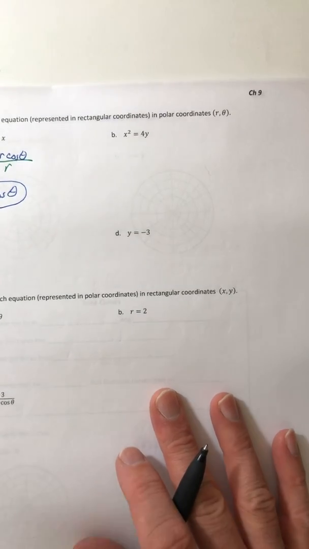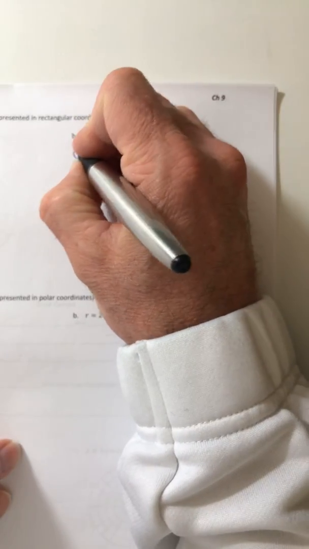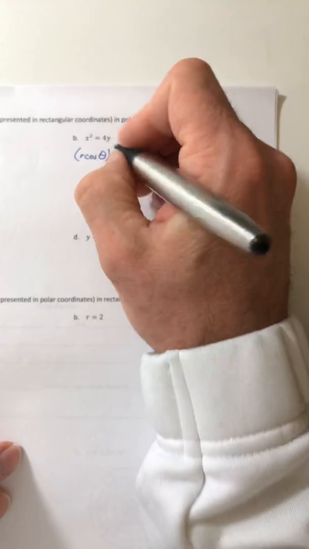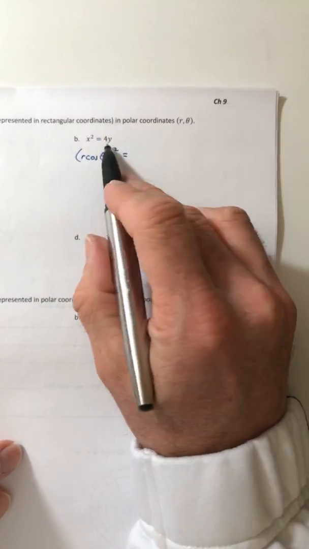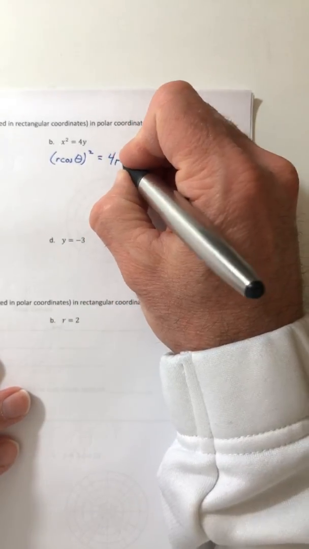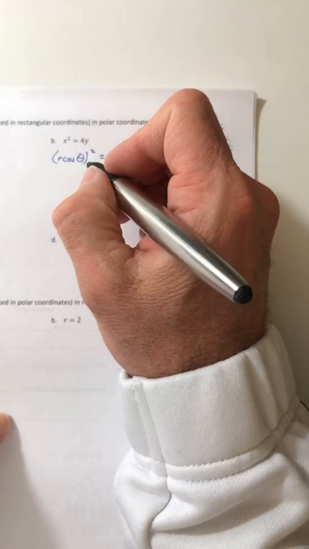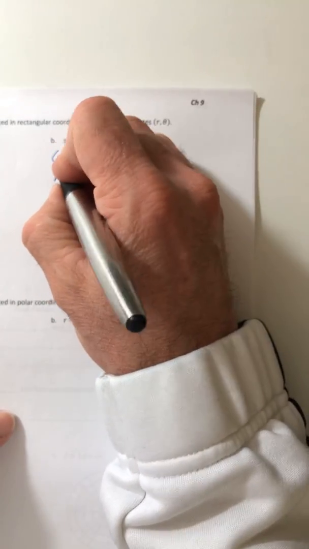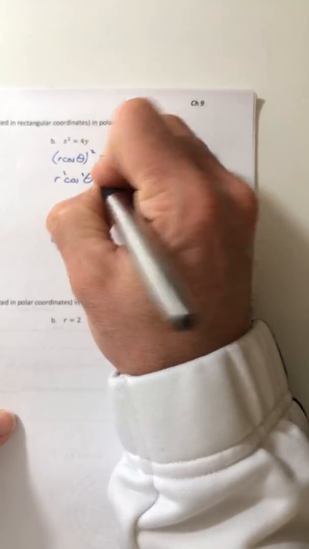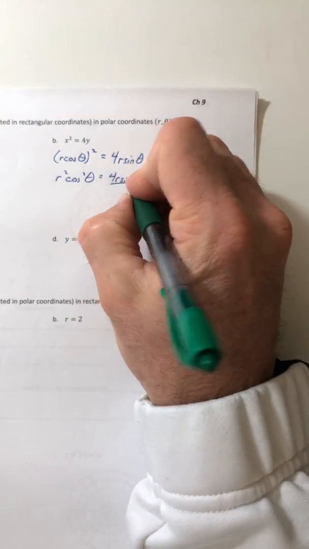Okay, let's go ahead and try part B. So we have x squared equals 4y. So again, the x is just r cosine of theta. But it's being squared, so I need to square it. And then on the right side, I can leave the 4 where it is, and then the y, I'm going to turn that into r sine of theta. And then just kind of work with it and try to get the r by itself. So I got to square out the left side. You can divide both sides by r.